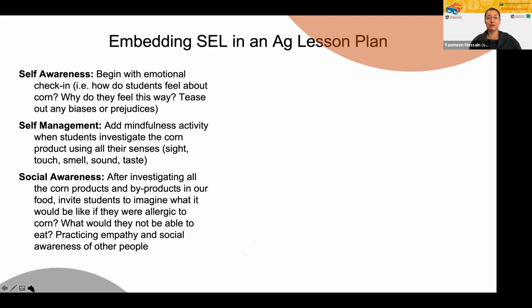So what would they not be able to eat? What would they miss? And this is kind of that exercise of practicing empathy for those people who might not be able to eat corn, putting yourself in someone else's shoes.